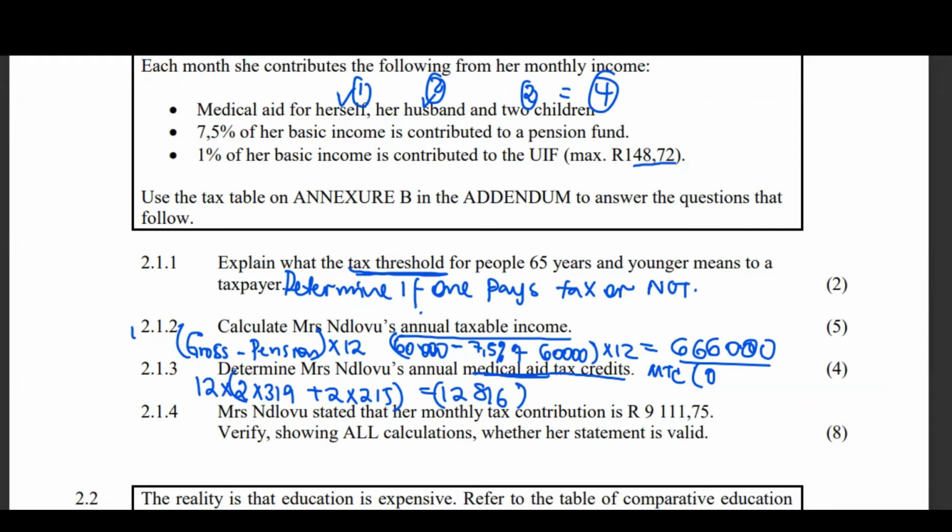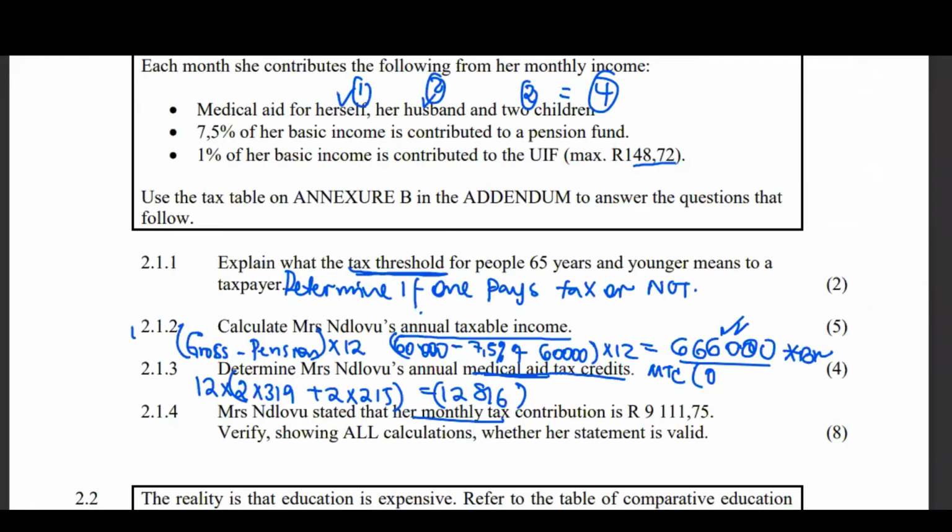Mrs. Ndlovu stated her monthly tax contribution, take note of that. She's looking at monthly, yet the values we're dealing with are annual, simply meaning you look for the annual tax paid divided by 12. Then the person says the monthly tax contribution is 9,111 rand 75 cents. Verify showing all calculations. So we need to know, first and foremost, we know the taxable income. But which bracket does it belong to?